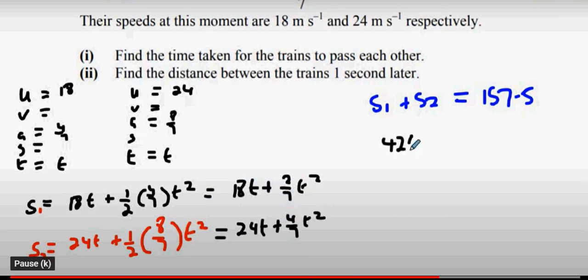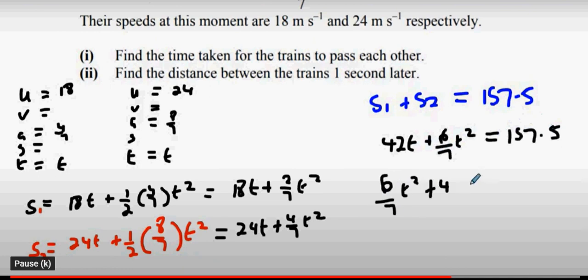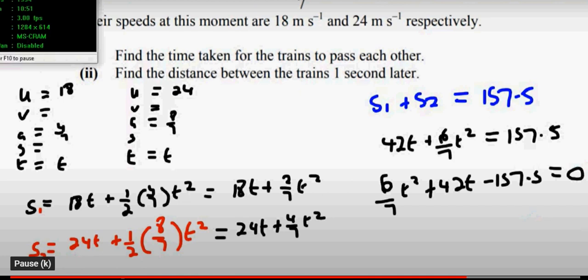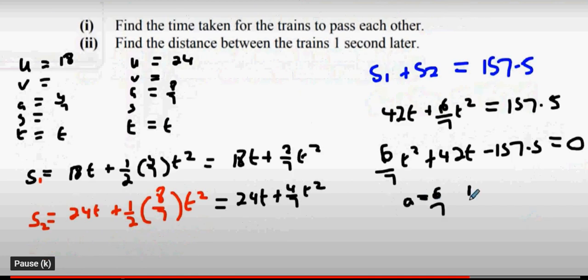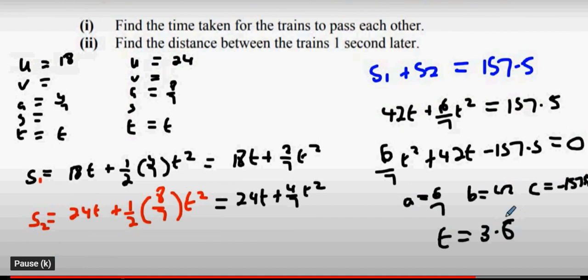Then we're going to add both of these together. Add both of them together, we get 42t plus 6 over 7t squared equals 157.5. We're then going to move it all over one side to form a quadratic equation. Use the minus b formula to do this. I'm not going to do it here. No point, but you should get a t value of 3.5 seconds, if you remember anything from this morning, which is a rarity. So just do the minus b formula, you get 3.5 seconds.